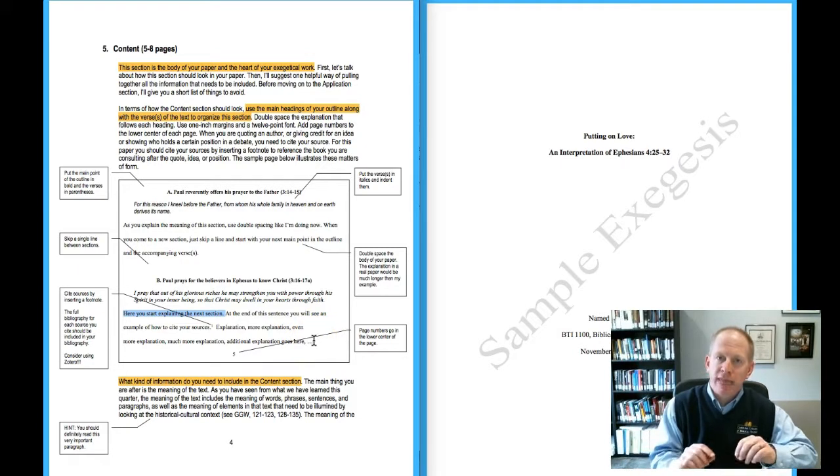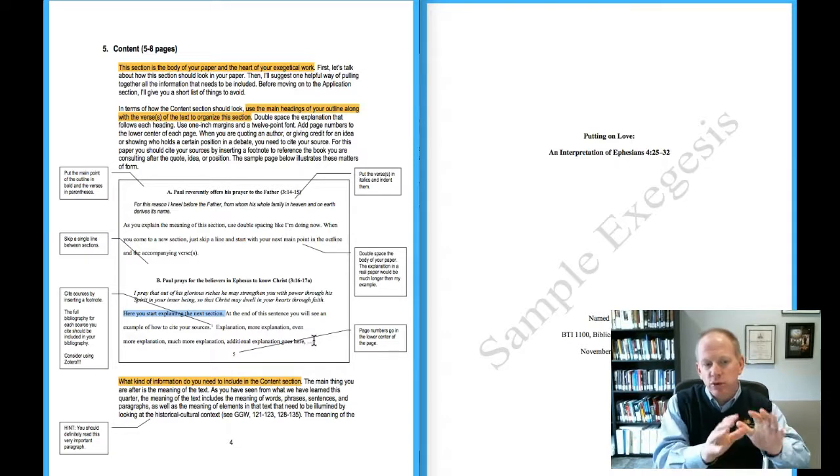Now remember, in the exegetical paper, you're giving the content, the reasoning, the history, the word study, how the meaning comes together, cross-references. You're not preaching the passage. Preaching is another course. Preaching is the fruit of the exegetical paper. It is not the exegetical paper. So here's what it should look like.